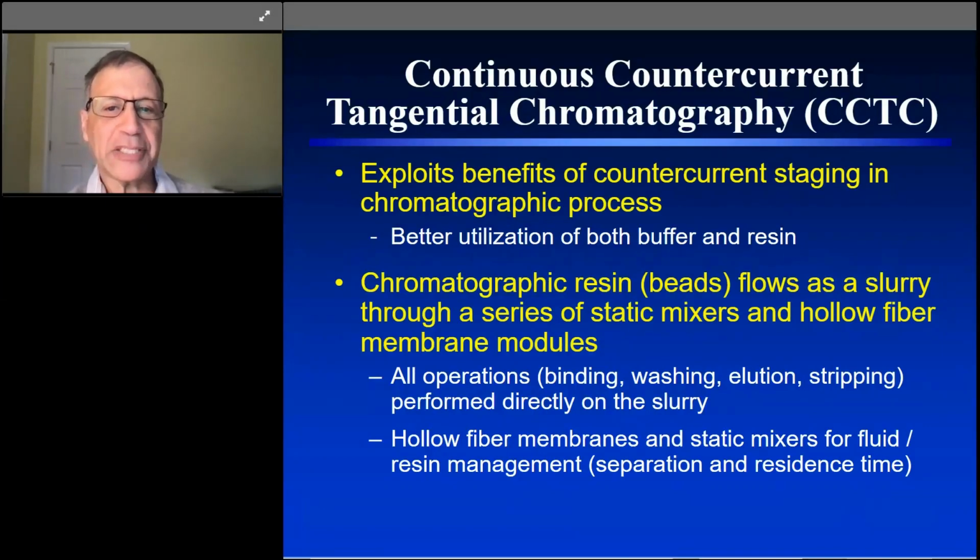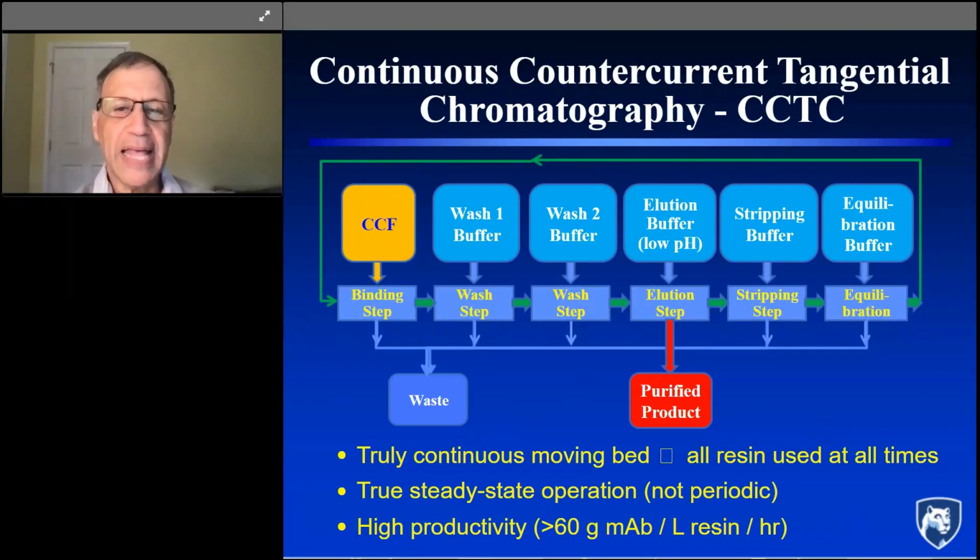All of the operations are performed on this flowing slurry, and we use a combination of hollow fiber membrane modules and static mixers for the fluid and resin management, that is, to give sufficient residence time for binding, and then to be able to remove host cell proteins in the washing step and our monoclonal antibody product in the elution step. This really functions as essentially a conveyor belt.